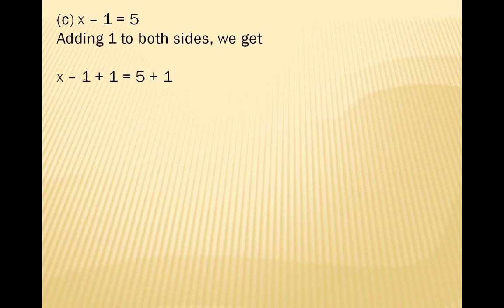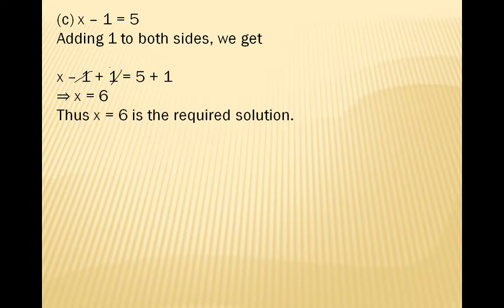Third one, x minus 1 is equal to 5. So minus 1 is there, that means negative 1. So we have to use its opposite number, that is positive 1. That means we have to add 1 to both sides. So by adding 1 to both sides we get x minus 1 plus 1 is equal to 5 plus 1. So negative 1 and positive 1 cancel with each other because both numbers are the same but carry different signs. So x is equal to 6. Thus x is equal to 6 is the required solution.